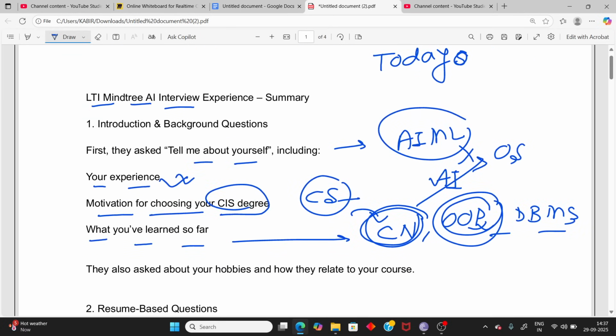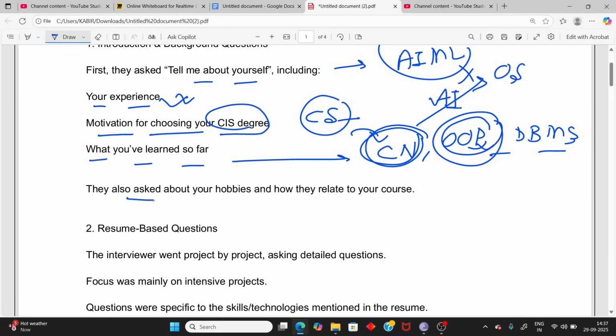Next, they will also ask about your hobby and how it relates to your course. So mention a hobby like coding or contests, something that is related to your course.